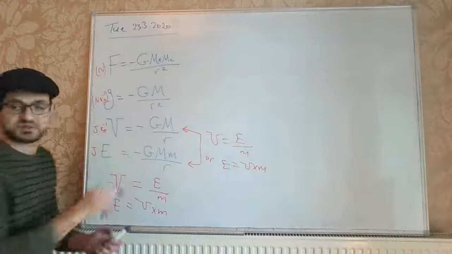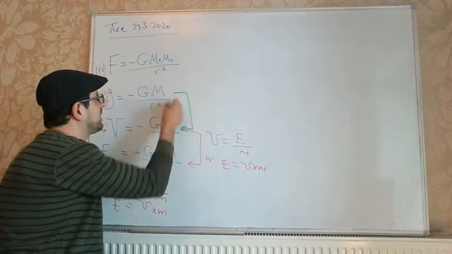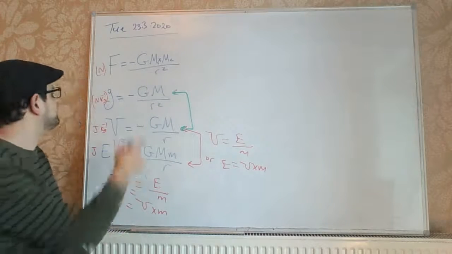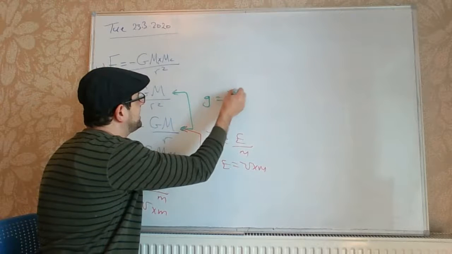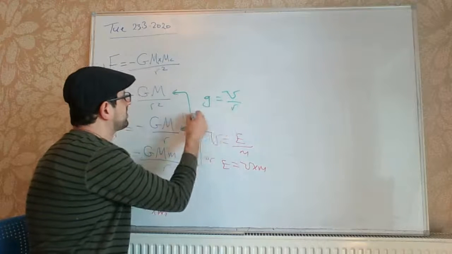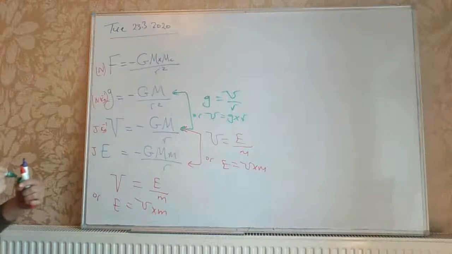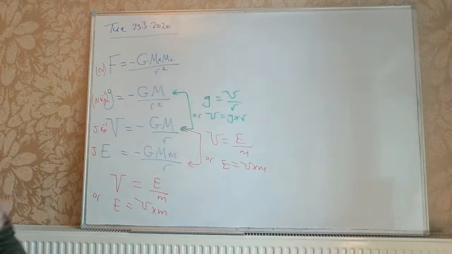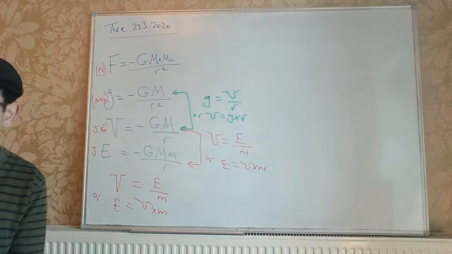Now the relation between these two. Let me use another one. These two. What is the relation between them? G is equal to V divided by R, or V is equal to G multiplied by R. Okay? But this is how we would take these into consideration. This is the gravitational potential.